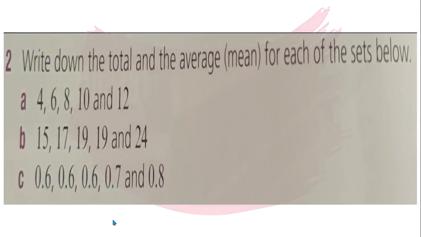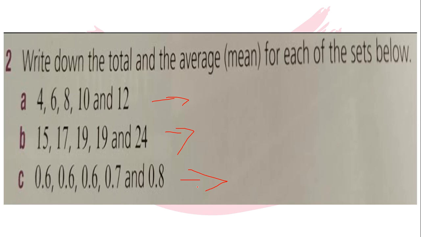Now let's move on to the second question, guys. What they're asking us to do is to find the total and then find the mean. They're explaining how to do that: find the total and the average for each set below. So now let's add for question 1: 4, 6, 8, 10, and 12.